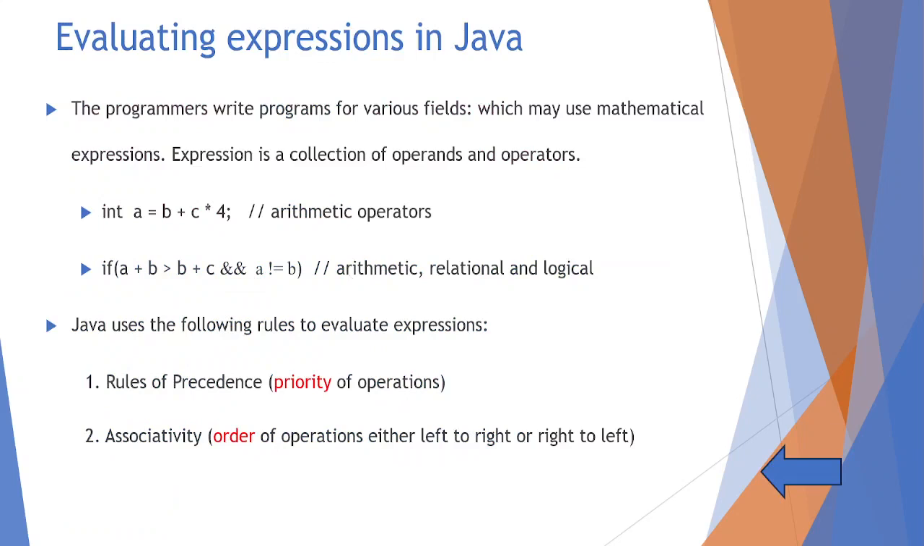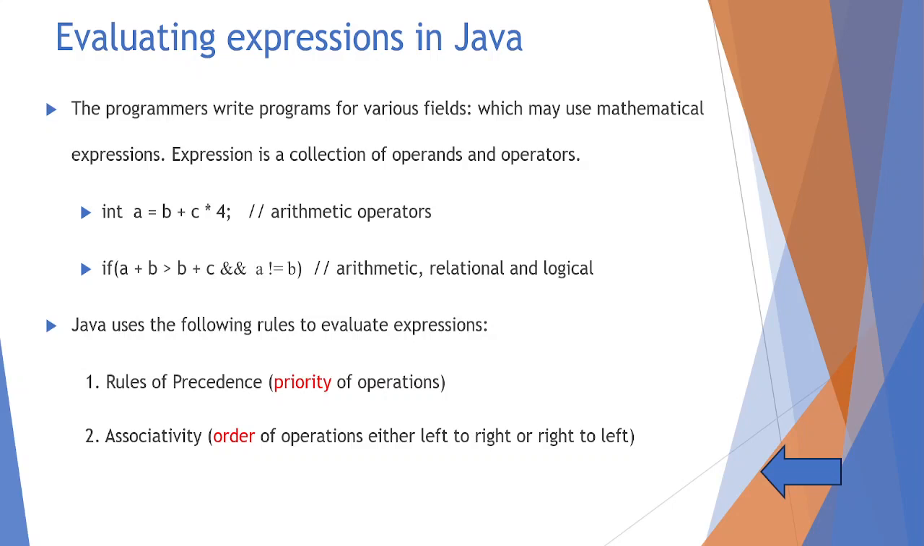Programmers write programs for various fields, maybe physics, maths, chemistry, which may use mathematical expressions. Now, an expression is a collection of operands and operators. For example, int a is equal to b plus c into 4. We have used 2 arithmetic operators, plus and multiplication. Equals to is an assignment operator.